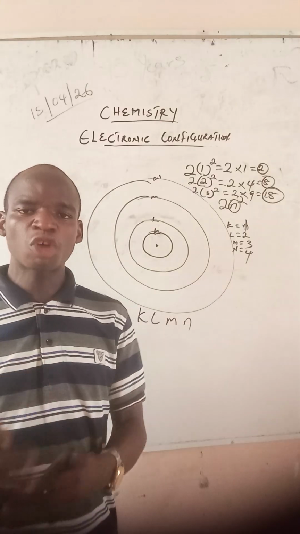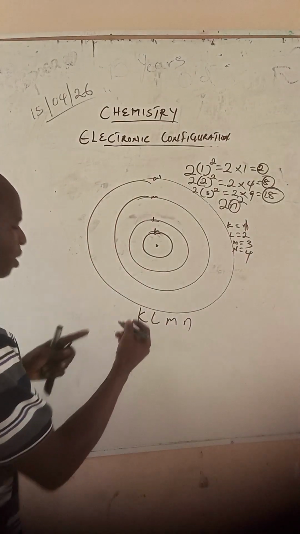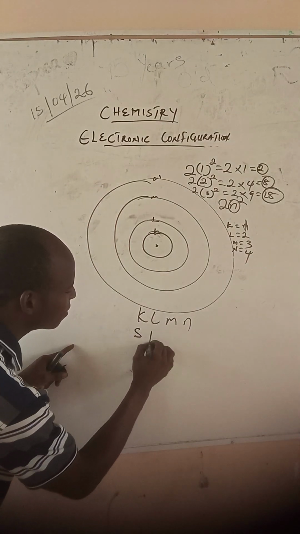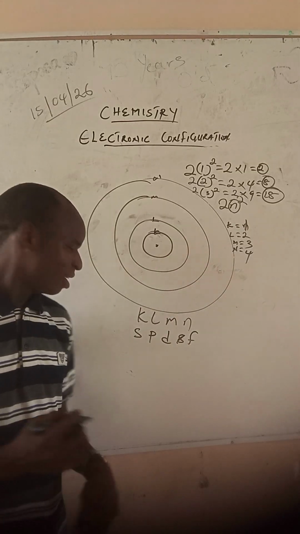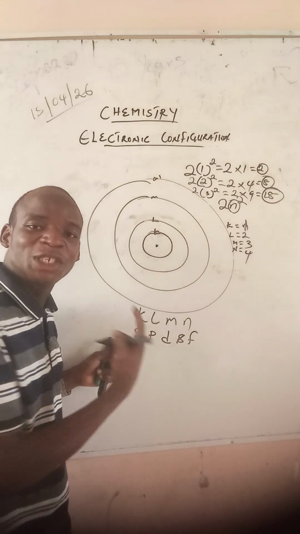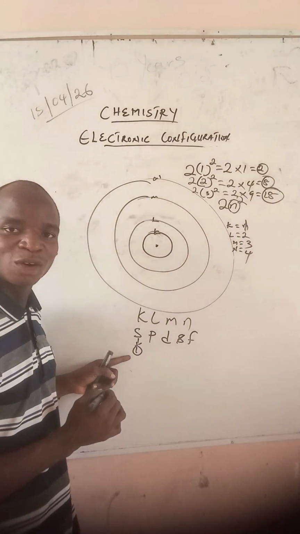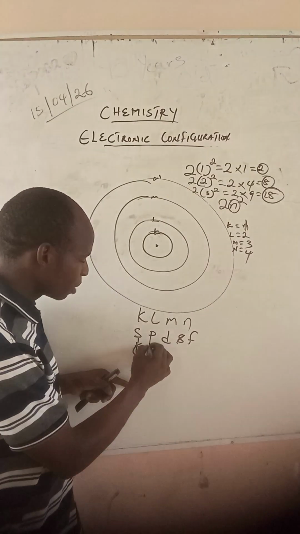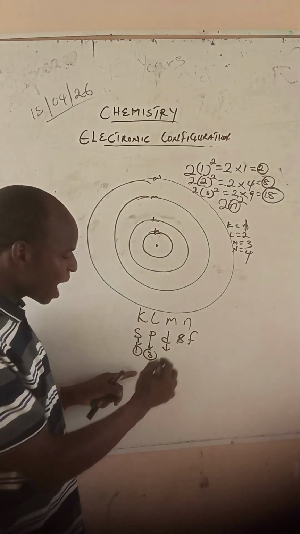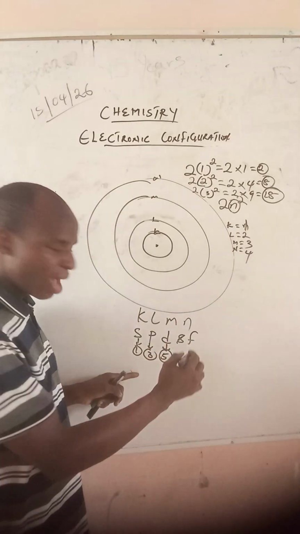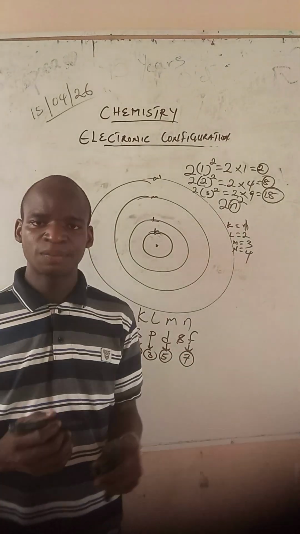Now, each of these shells contains subshells, and these subshells contain orbitals. The subshells are S, P, D, and F. Are you following? The S subshell has only one orbital. The P subshell has 3 orbitals. The D subshell has 5 orbitals. And the F subshell has 7 orbitals.